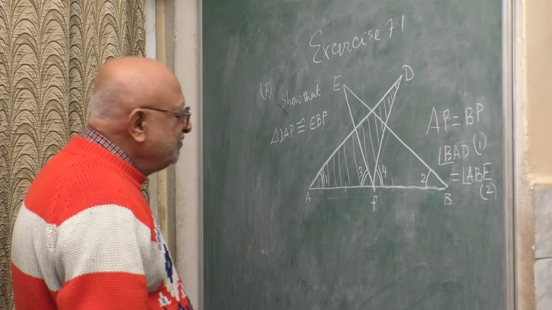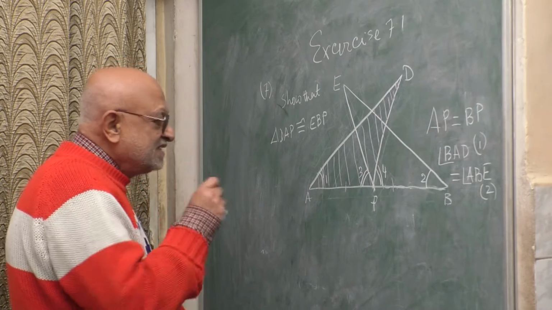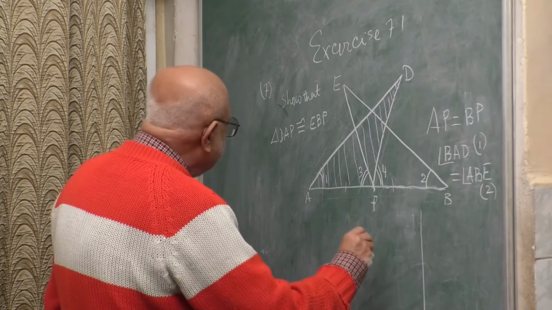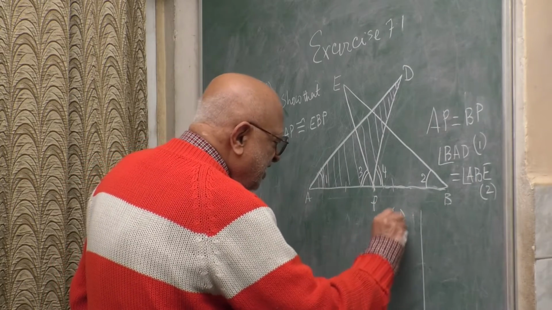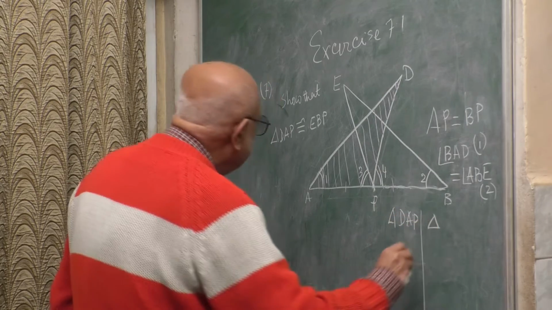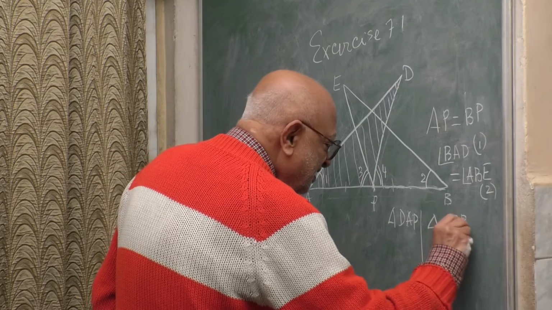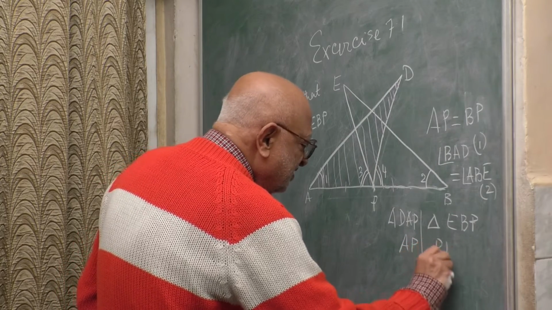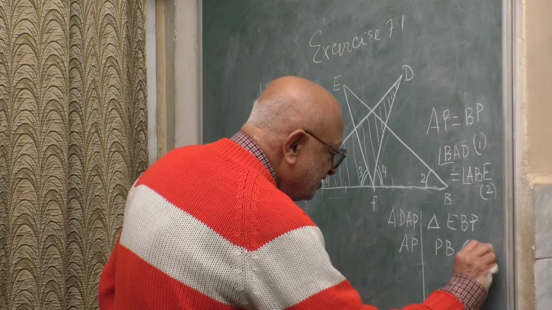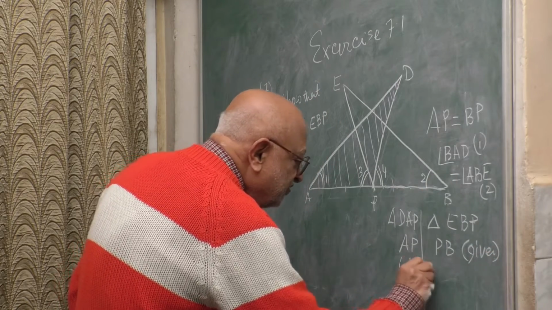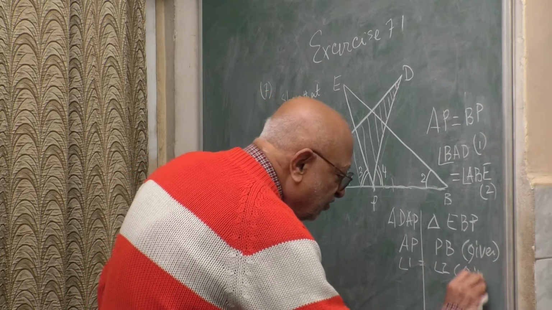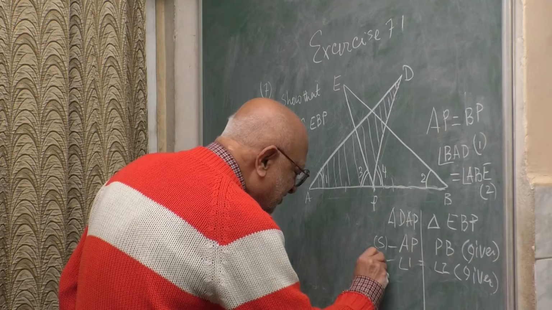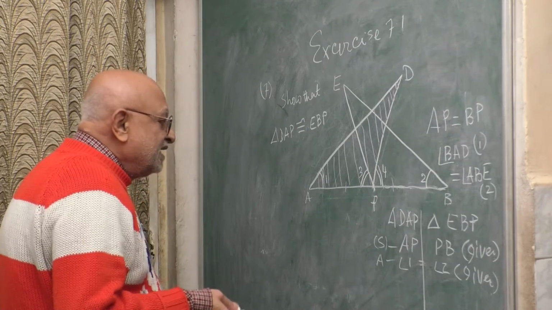Now, it's the same exercise as before. Let us take this triangle DAP, and this is triangle EBP. Here, AP is equal to PB, this is given. Angle 1 equal to angle 2, this is given. So one side and one angle are given. This is a side, so I write side. This is the angle that is given. Now, another angle is needed.